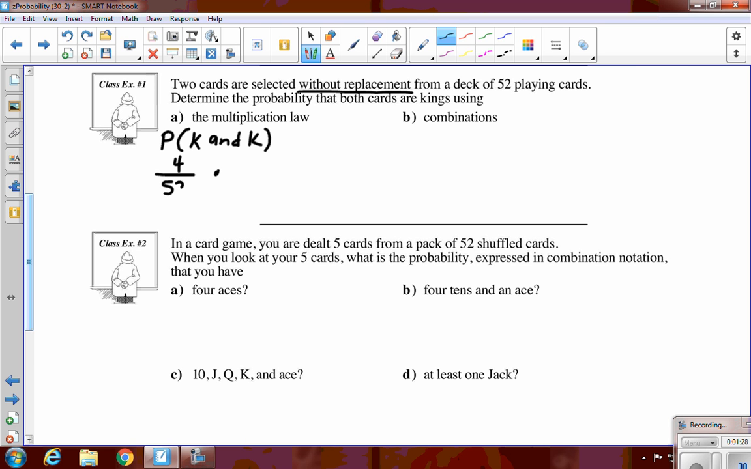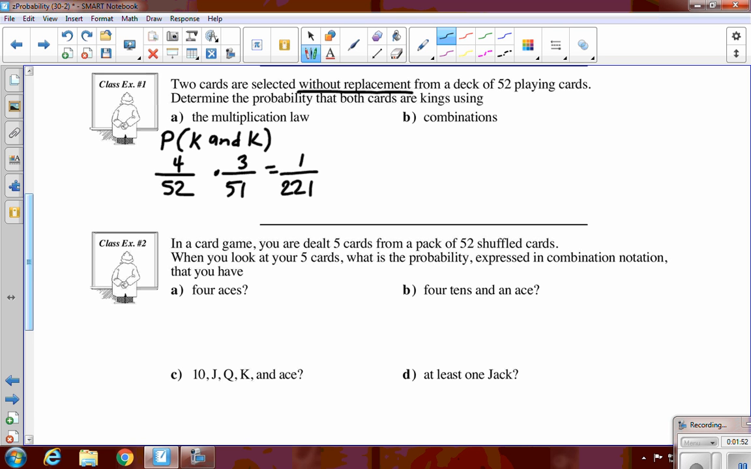Now the question says we don't replace it. So now we have 3 we could choose from out of 51 because 1's missing. When we do this, it will help us speed up the process. This should be 1 out of 221. You can check it with your math frac and all that kind of stuff. Now we're going to look at this. This is the multiplication law.